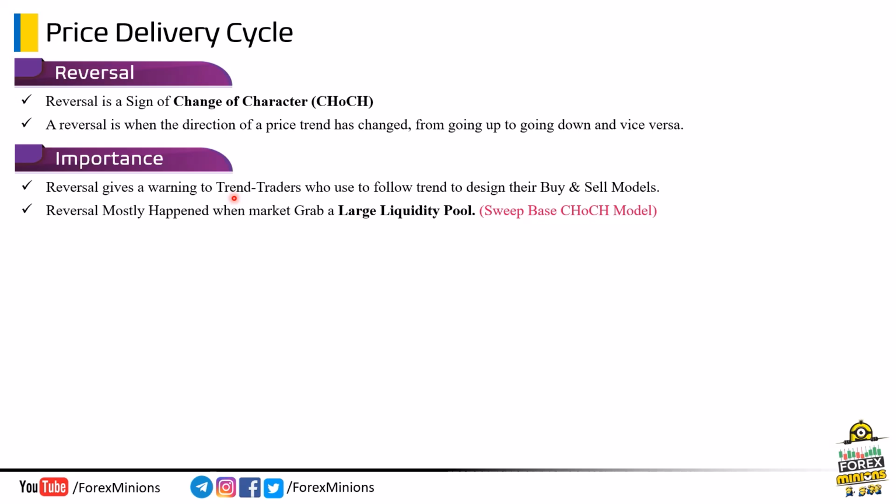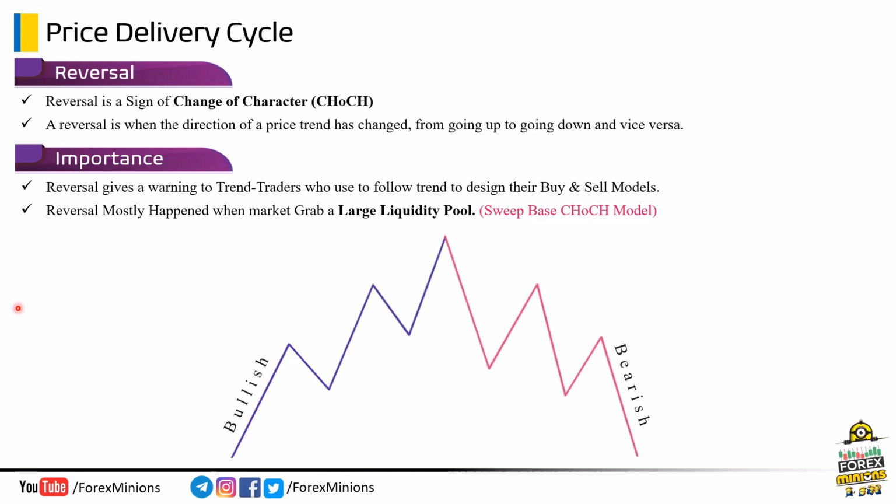Now, this is an important point to remember. Reversal mostly happens when the market grabs a large liquidity pool. Now, recall the sweep-based change of character model which we covered in the last lecture in complete detail. This is a simple schematic diagram of a reversal point. Notice that price was bullish and then the trend changed to the bearish side. Note this point, this is basically our reversal point.